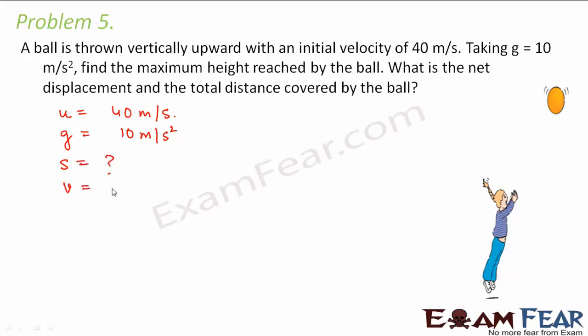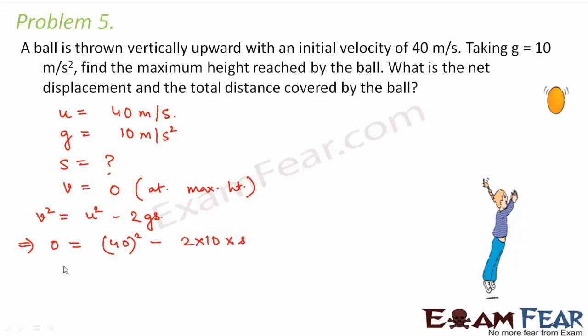So maximum height means the total distance we have to calculate. And at maximum height, the final velocity would be 0, right? So we can make use of the third equation of motion, that is v square is equal to u square minus 2gs. Here minus because the object is going upwards. So 0 is equal to 40 square minus 2 into 10 into s. So from this we can say s is equal to 40 into 40 divided by 20. So that is equal to 80 meters. So 80 meter is the maximum height that would be reached by the ball.